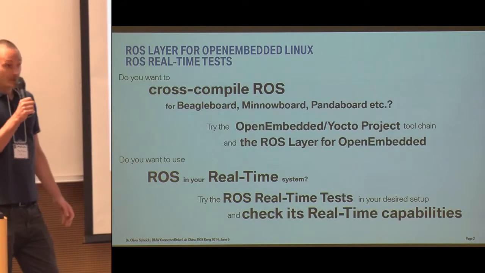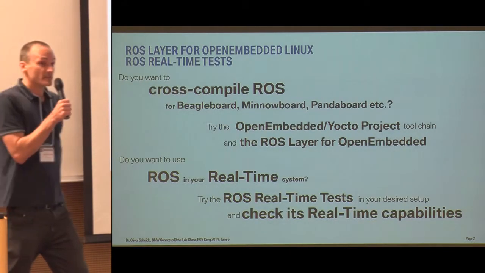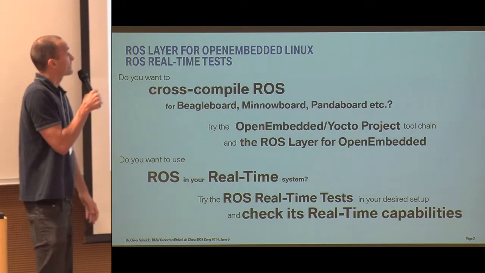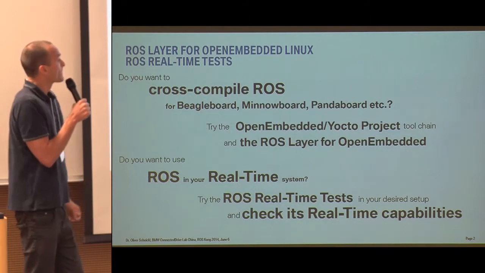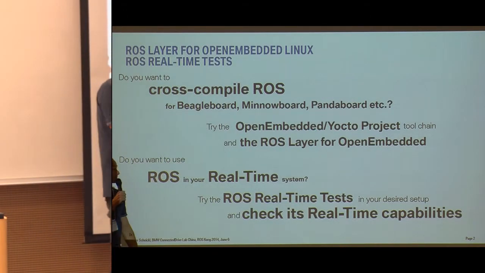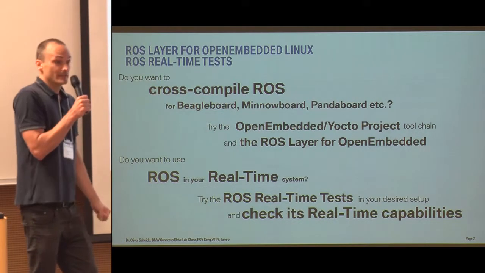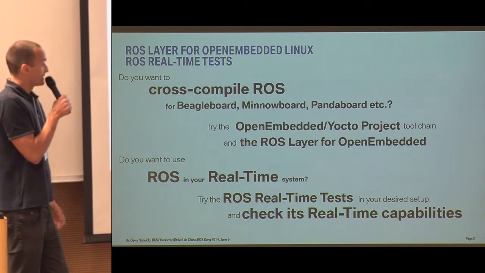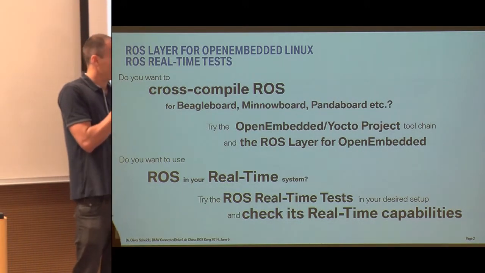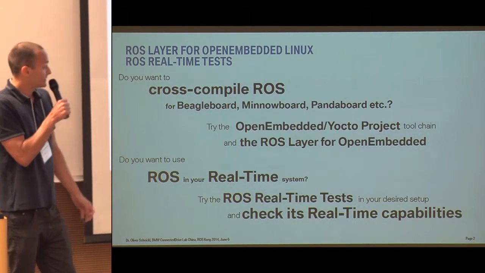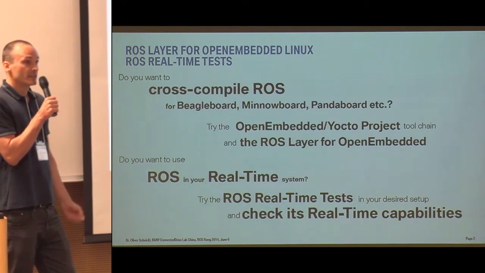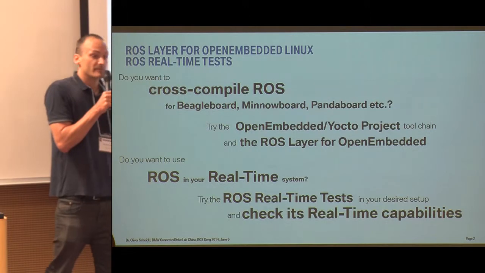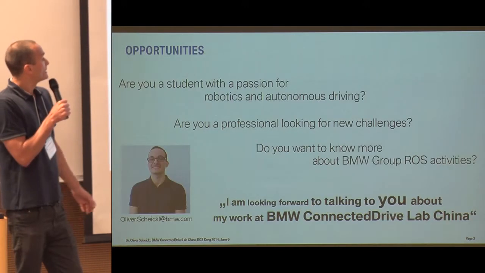So please go to the next page. The open source tools they develop you'll find on GitHub. First, if you want to cross-compile ROS for BeagleBoard, MinnowBoard, PandaBoard, then you should really try the Open Embedded Yocto project toolchain and the ROS layer for Open Embedded. And second, if you want to use ROS in your real-time system, then you should try the ROS real-time tests in your setup. This allows you to integrate real-time checks for timers and publish-subscribe communication capabilities of your specific ROS project.